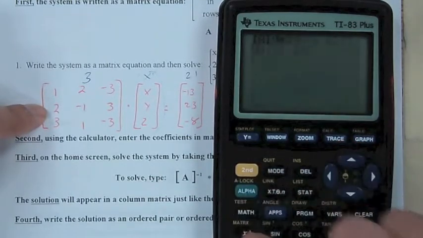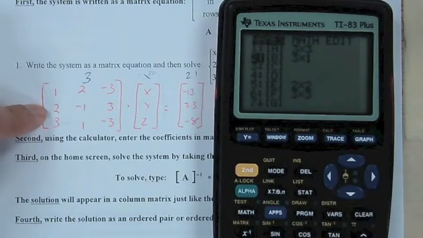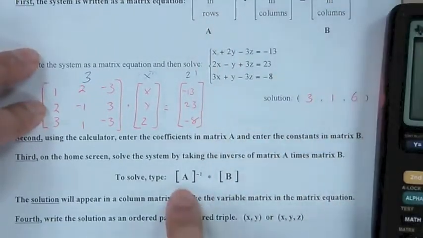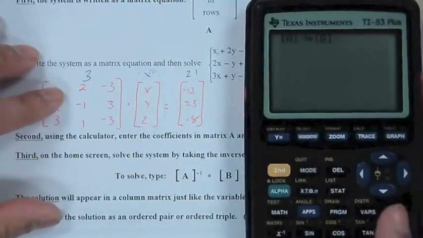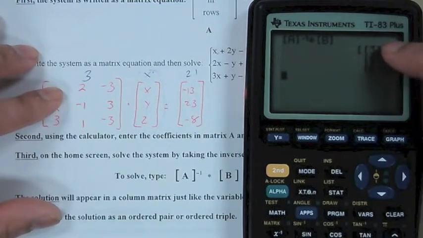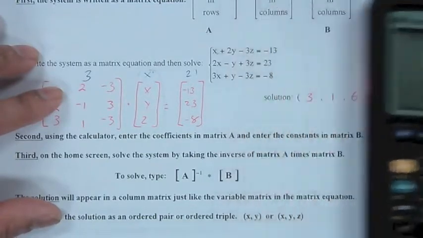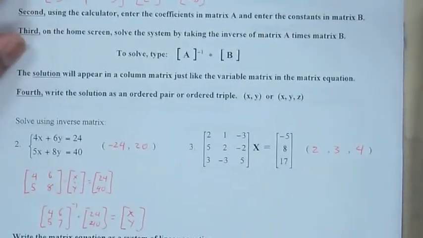Inverse of that times the second matrix, and this time I want to multiply by B. So inverse of A times B. That's what we said, inverse of A times B. We press enter, and we get the answers: 3, 1, and 6. So 3 is x, 1 is y, z is 6.